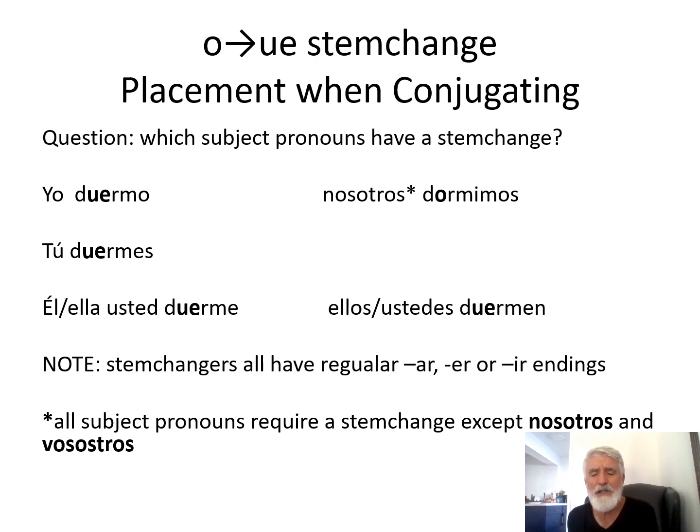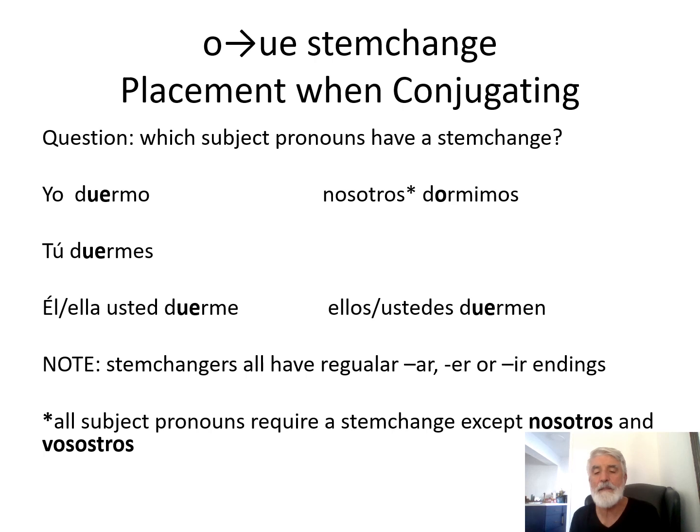Let's look at it. Let's conjugate the verb dormir with the subject pronouns. So it's yo duermo. Notice there's a stem change with yo. There's always a stem change with yo. So when I go to conjugate yo, I don't take the first stem, I take the second stem, the stem change stem, and I add on my regular ending. Duermo.